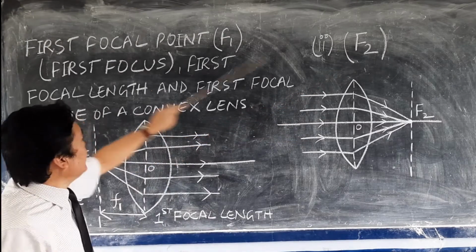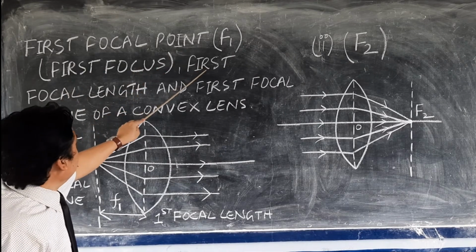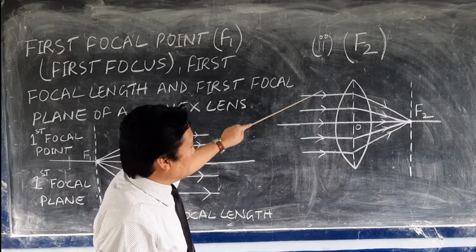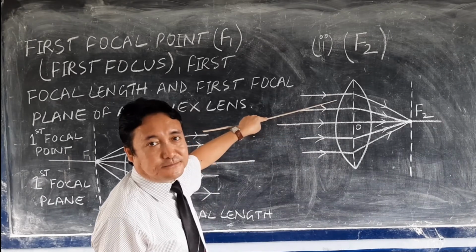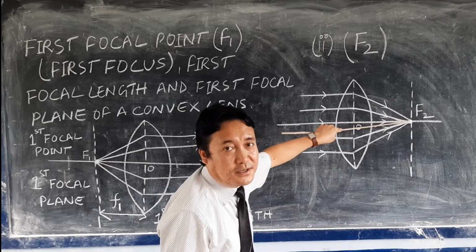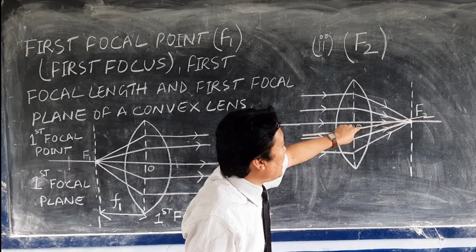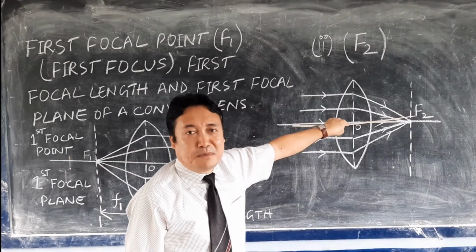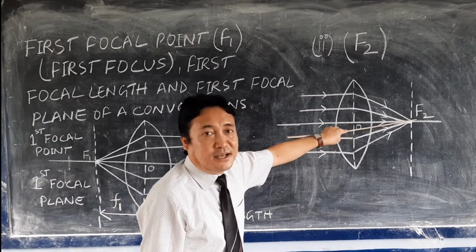Now the second focal point, that is F2, also known as the second focus, then the second focal length and the second focal plane of a convex lens. Let us consider this figure. A ray of light parallel to the principal axis, after refraction, converges at a point. This point on the principal axis where the refracted rays converge is known as the second focal point, denoted as F2. Remember this. The second focal point is also known as the second focus.